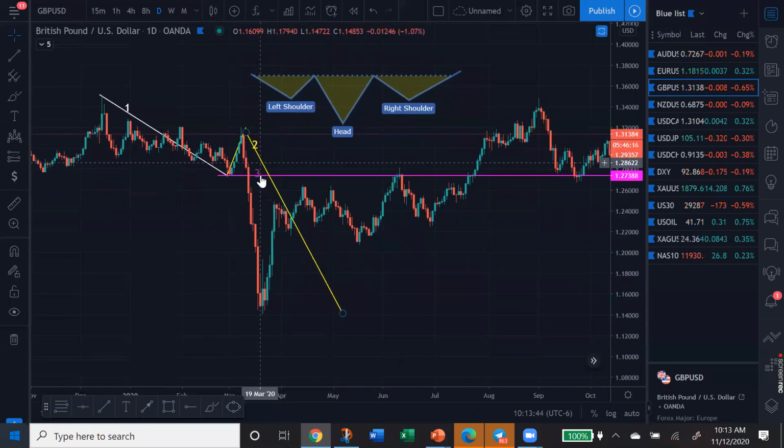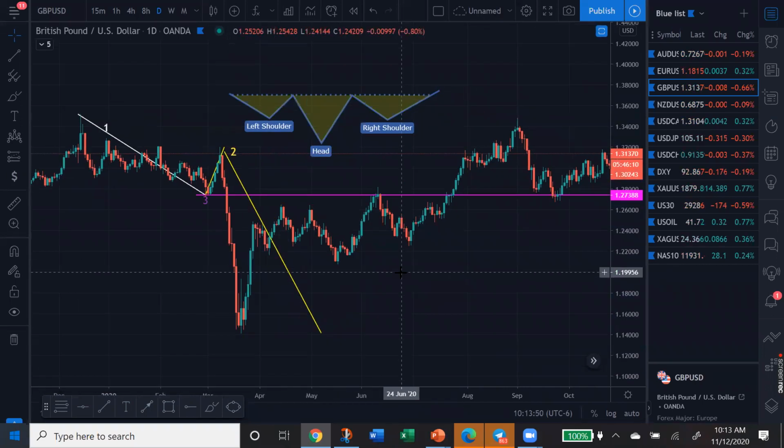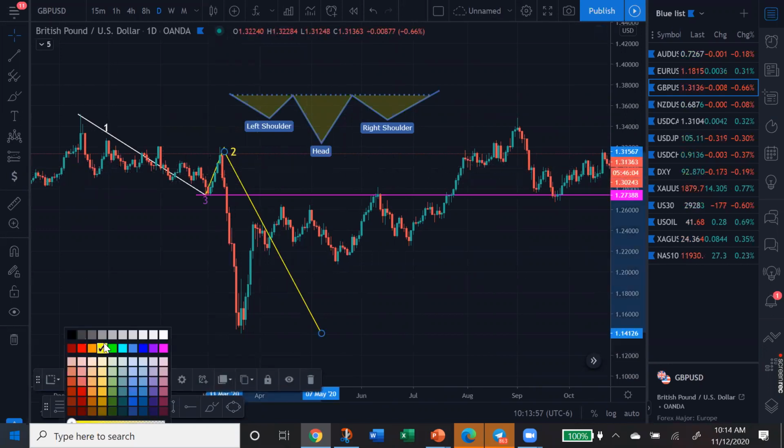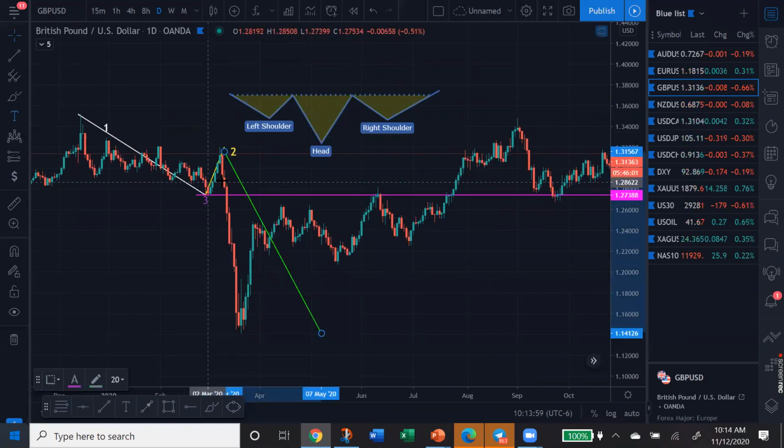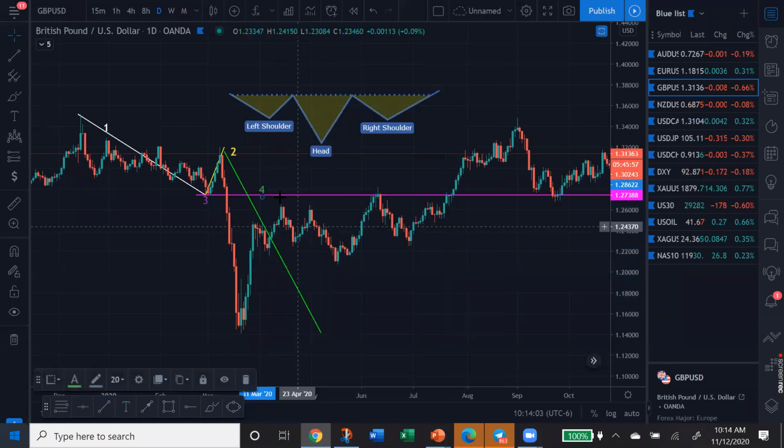The head and shoulders is not going to be pretty, guys. It's not going to always look perfect. It's not gonna look like this. You have to actually train your eye to see it. So let me show you how I looked at this. We'll color that green, and that'll be step number 4.